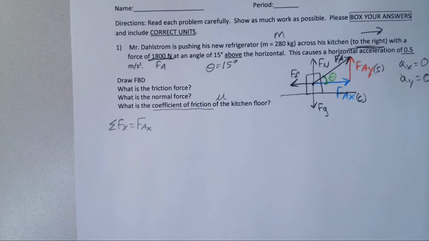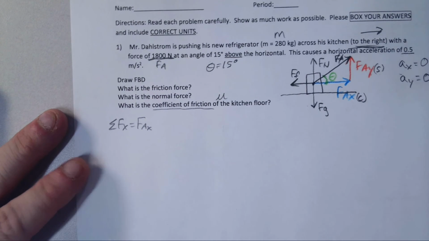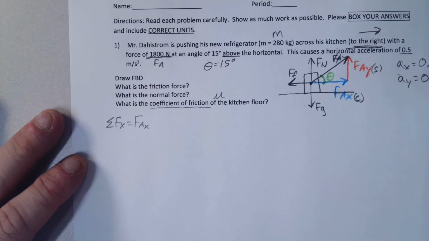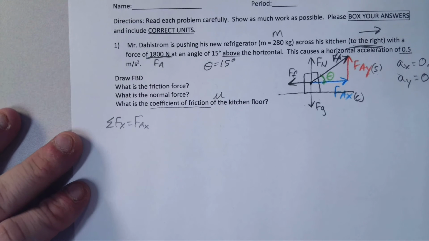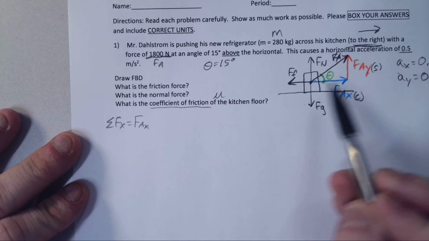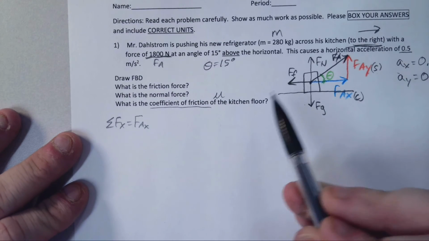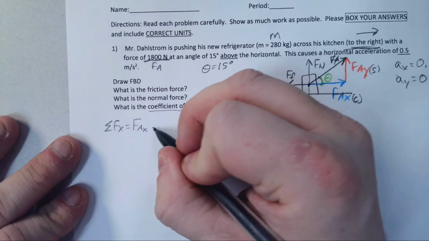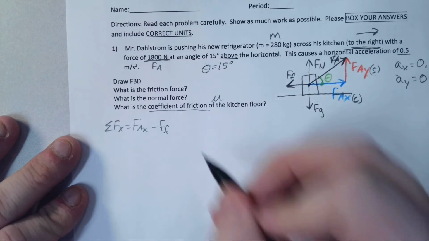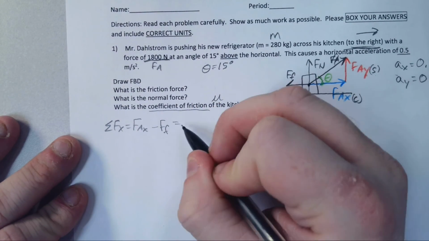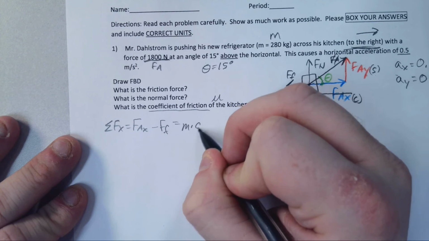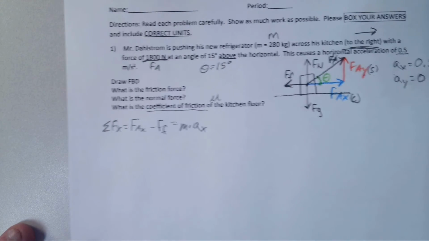Can we cross out the FA up there? Yeah, sometimes I do that so I remind myself not to accidentally use it on its own. So FA of x is to the right. Nothing else to the right, so we're going to subtract everything going to the left, and to the left is force of friction. And that all causes the mass to accelerate in the x direction.